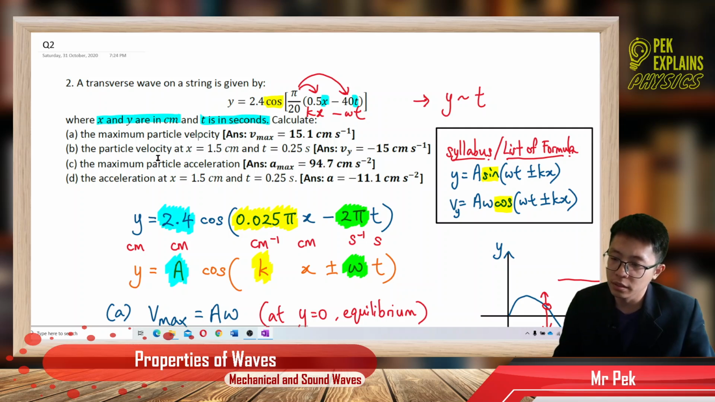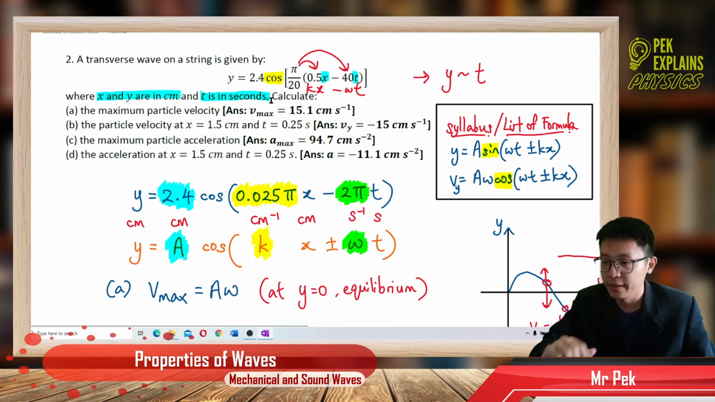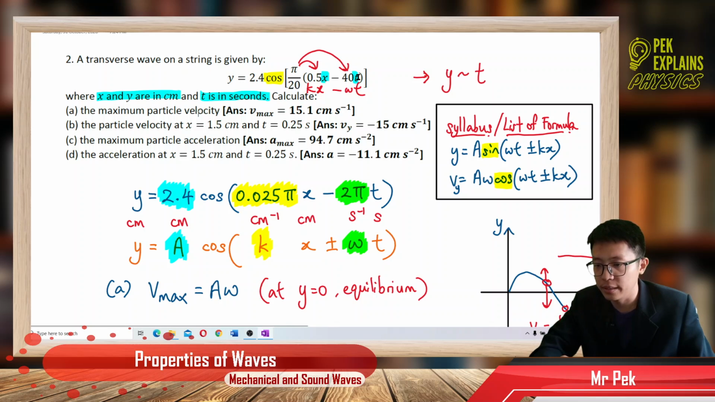The particle velocity. Okay, before we go any further, first of all, we arrange the formula into the general formula. So I rewrite here, we have y equal to 2.4 cos. I already expand, yeah? So I multiply inside. pi over 20 multiply 0.5, I get 0.025 pi x. You must expand first, yeah? And then pi over 20 multiply 40, I get 2 pi. So 2 pi t.